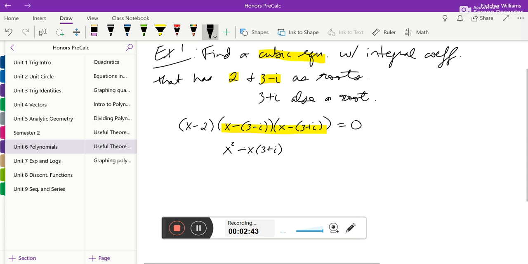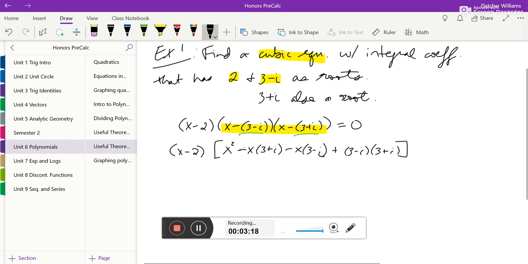And then minus x times (3 minus i). And then this last one, it's minus (3 minus i) times minus (3 plus i). The minuses cancel, and it becomes a plus (3 minus i) times (3 plus i). All of this you will eventually multiply by that x minus 2 out front. So for now, let's keep dealing with that thing in the brackets.